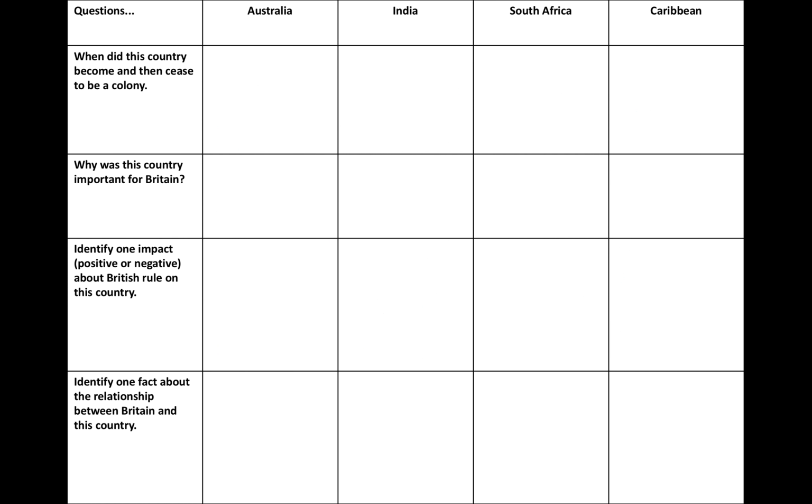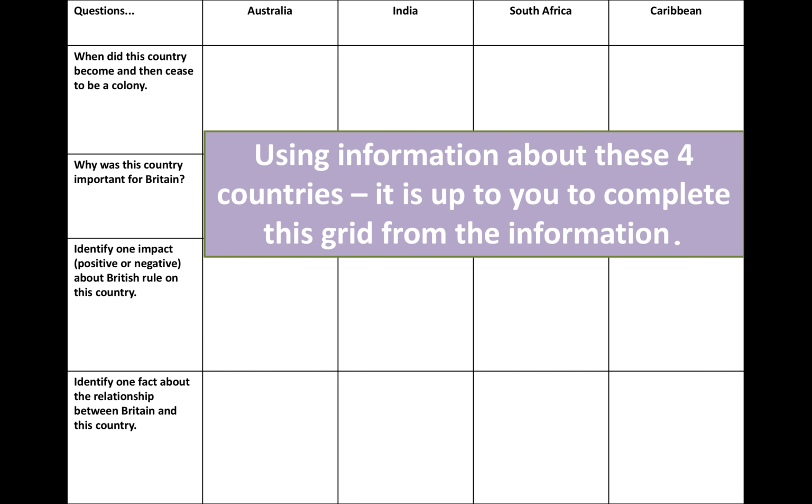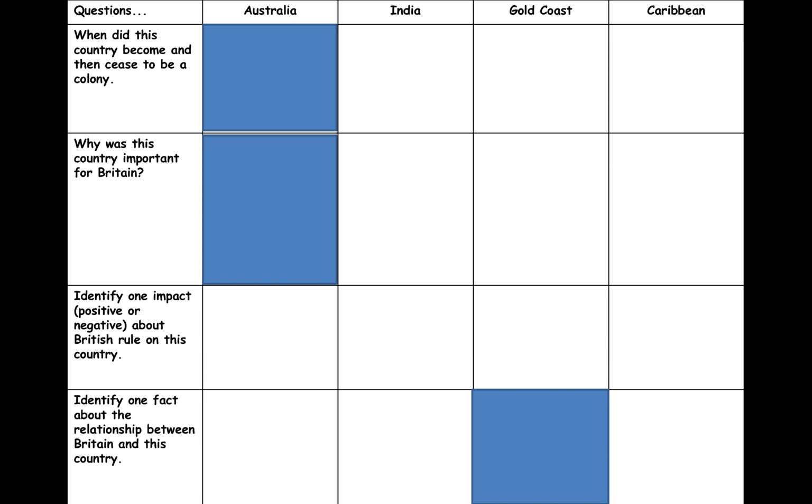But when they were looking at this task here, which was the main task for the lesson, as you can see, they've got Australia, India, South Africa and the Caribbean, and they've got fact sheets which they can pull the information out of and then answer those questions. Using information about these 4 countries, it is up to you to complete this grid. Here, I've got the first 3 modelled for them, to help out the pupils that may struggle or not quite understand what they're doing.